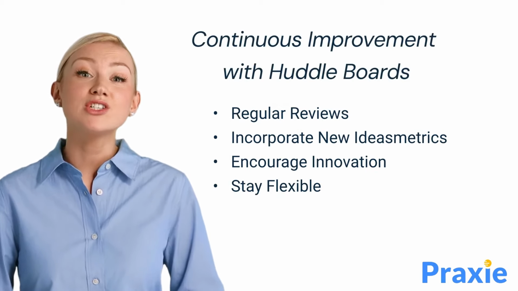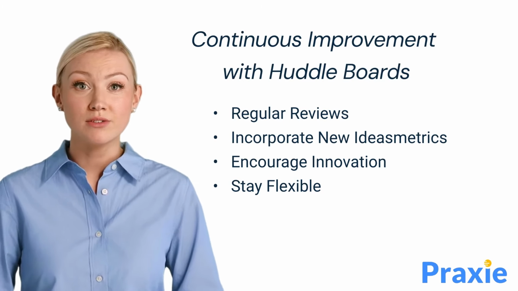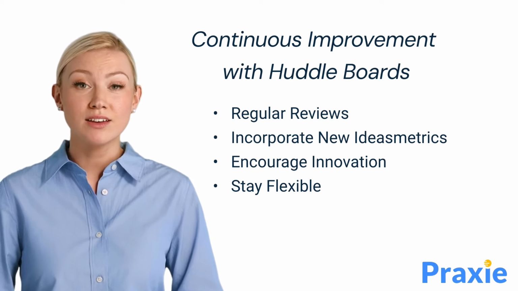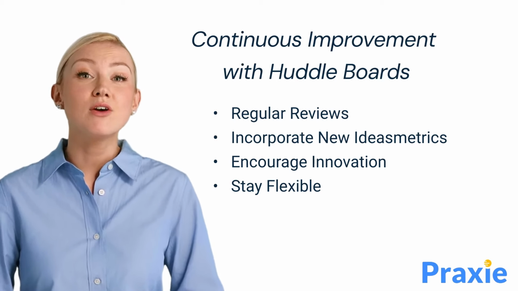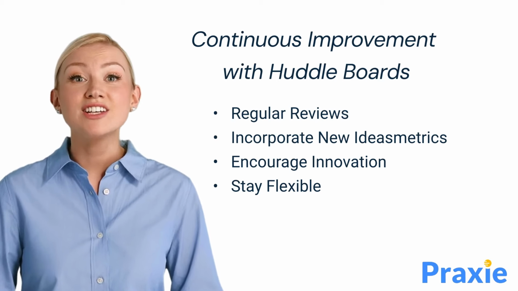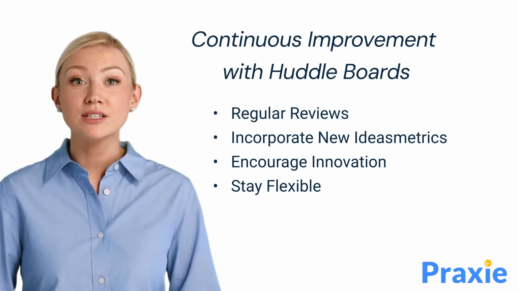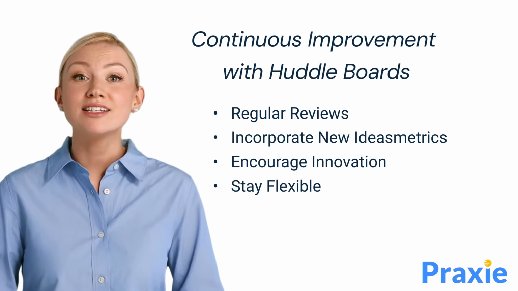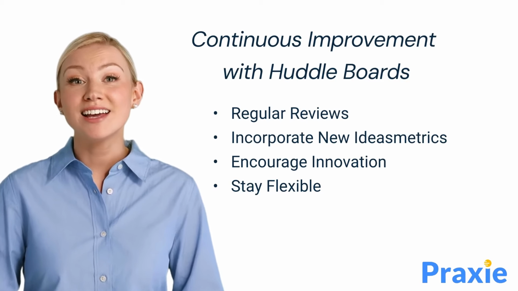Lean Huddle Boards should evolve with your team. Let's discuss how to use them for ongoing improvement. Regular reviews. Evaluate the board's effectiveness monthly. Incorporate new ideas. Always be open to trying new formats or metrics. Encourage innovation. Let the team suggest improvements. Stay flexible. Adapt the board as team needs change. Keep the board relevant and useful by regularly reviewing its impact and being open to changes that can improve team performance and engagement.